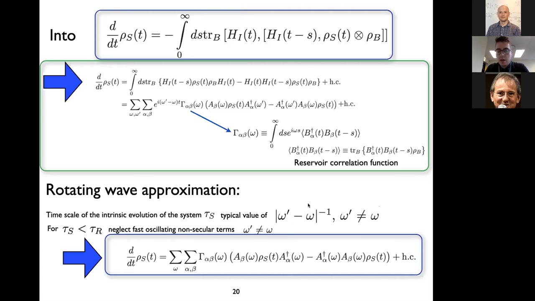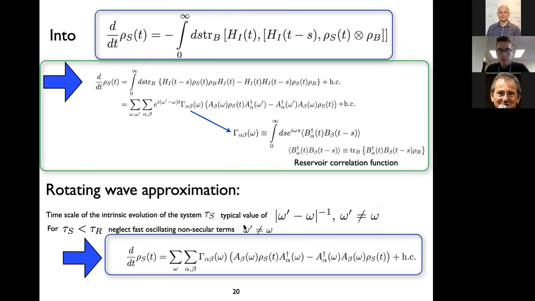So therefore, you can see that their inverse will characterize the intrinsic timescale over the intrinsic evolution of our system, i.e. the time evolution that's only generated by the open system Hamiltonian H of s. So in order to make the rotating wave approximation, what we assume is that this timescale tau of s is much smaller than the timescale over which our reduced density matrix rho s varies appreciably due to its interaction with the environment.